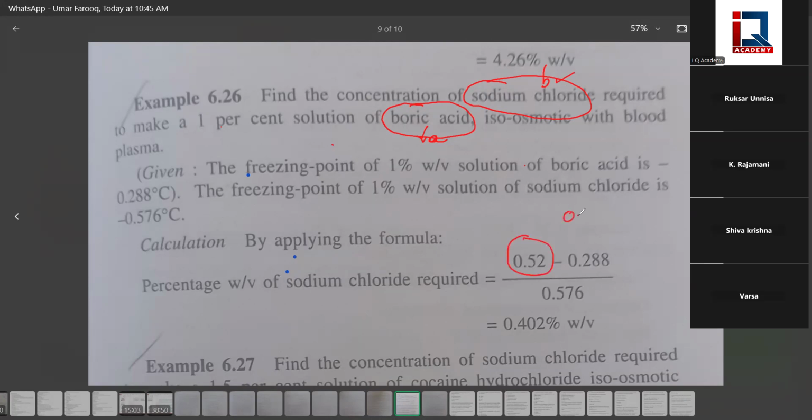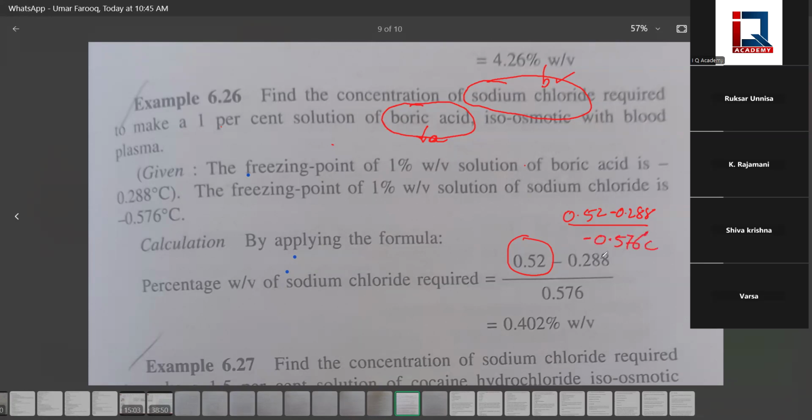So what you will do? 0.52 minus the A value, the freezing point of boric acid, which is given as 0.288, by the B value. What is the B value? The freezing point of sodium chloride. You have to remember this. Sometimes they will not give it in the question.